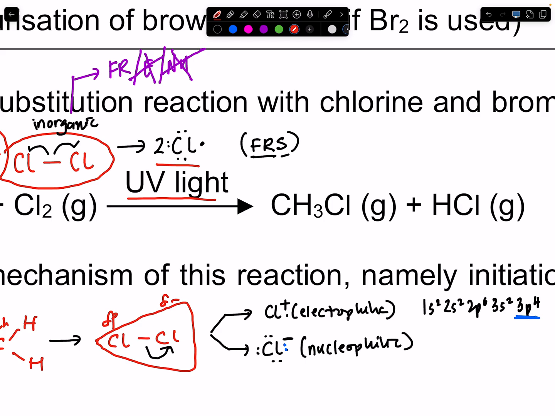Clear? A radical is just... sorry? A radical is an unpaired species, a species that has an unpaired electron.